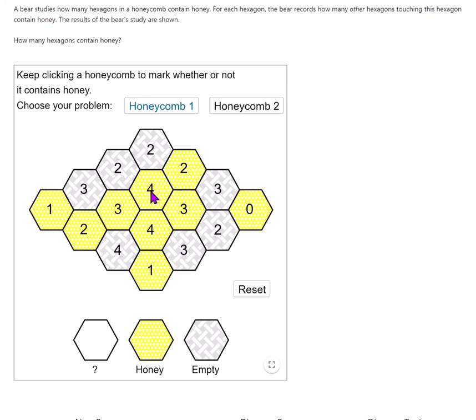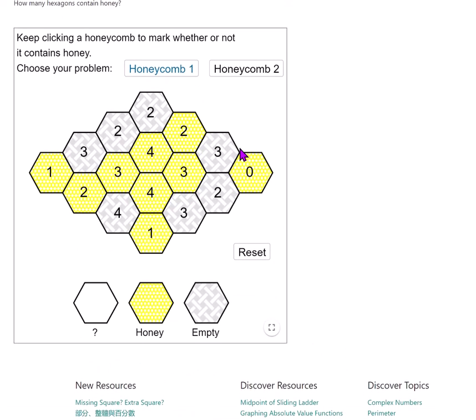2 is correct. 4 is correct. 4 is correct. 1 is correct. 2 is correct. 3 is correct. 4 is correct. 3 is correct. 2 is correct. 1 is correct. It seems to be correct.